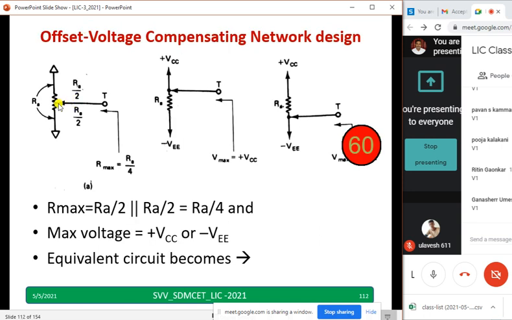So I am showing you what I asked. RA by 2 will be there when it is in the middle. So the resultant I will get is RA by 2 parallel to RA by 2. It will become RA by 4. Voltage is maximum plus VCC, minus VEE. So the equivalent circuit becomes, that I will show in the next slide. If you want, you can copy down these 3 circuits, or if you have understood this, then you can simply copy down 2 lines. But anyway, I'll give the 1 minute completely for you people.